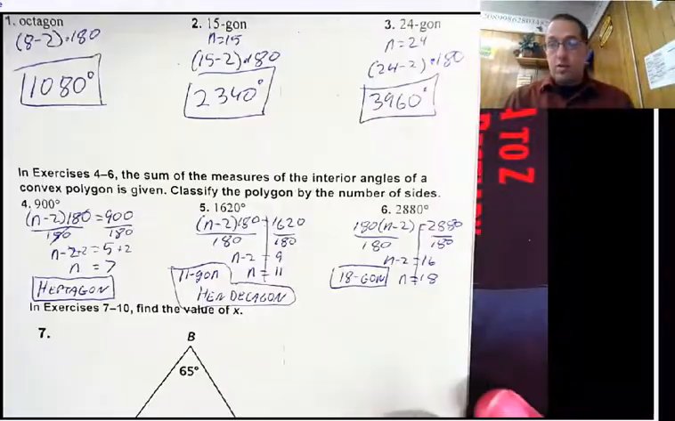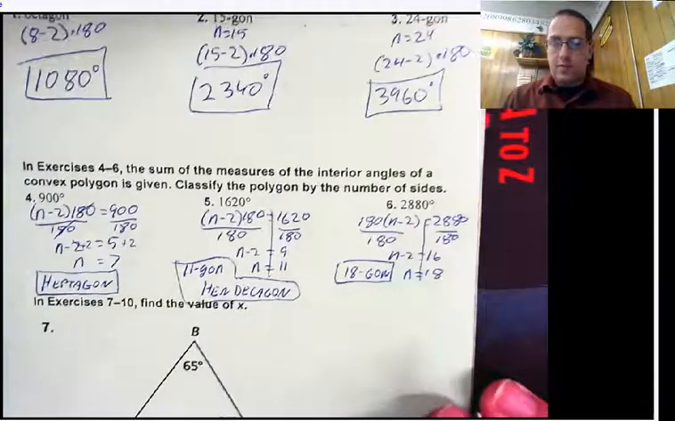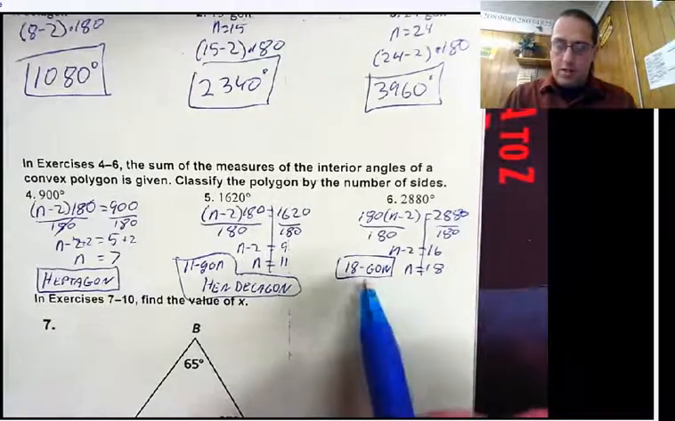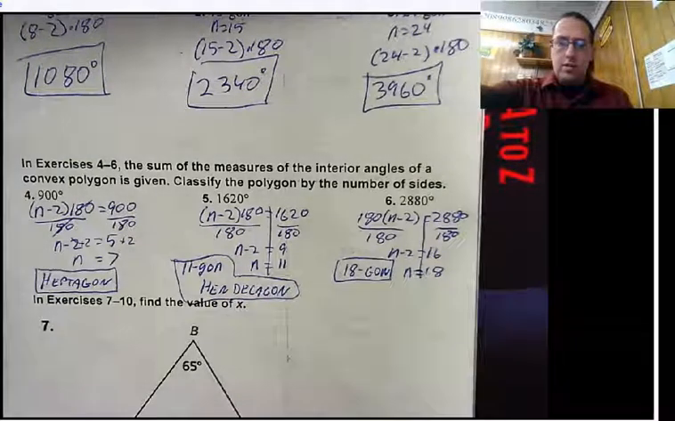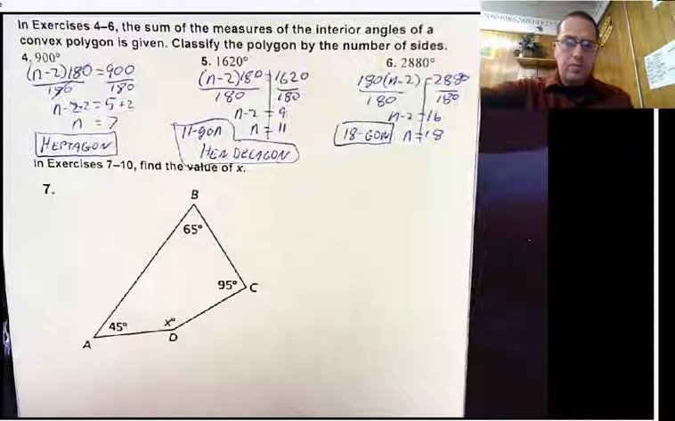All right. Because it's more than 10, that's fine. Just call it by the number -gon. Not 18-agon, 18-gon. Okay, so that's that. Those are easy enough. Let's take a look at these next ones.